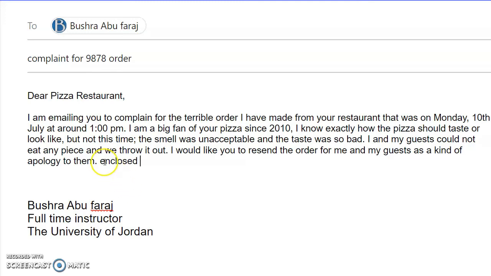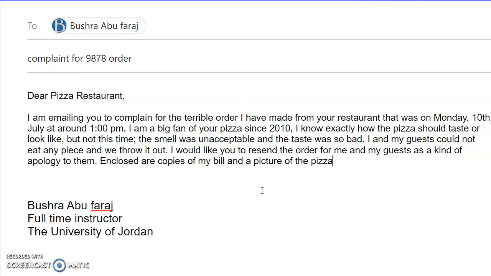Okay, have to make it capital. Okay, so we have enclosed copies of my bill. For example, the bill that includes the time of the paying, the number of the order, and so on. Okay, so my bill and a picture of the pizza that you have ordered, for example.